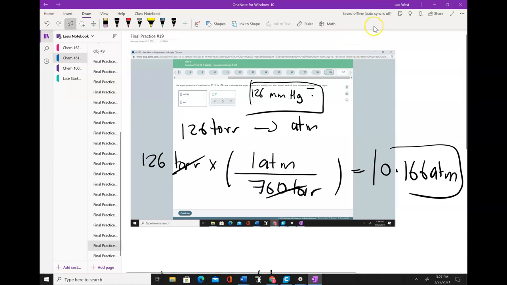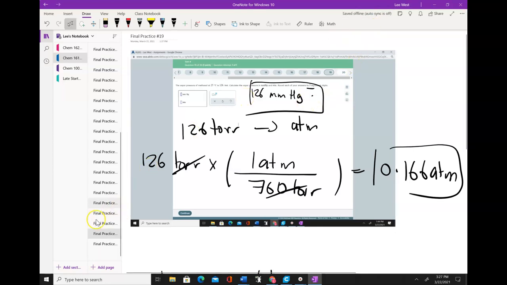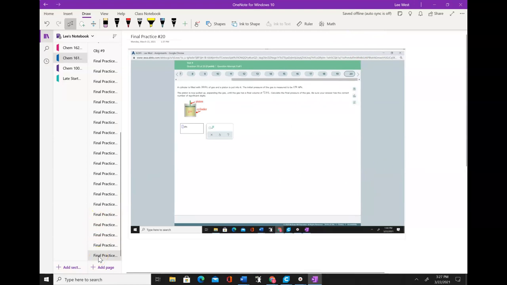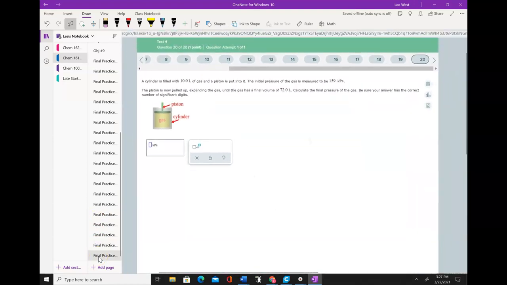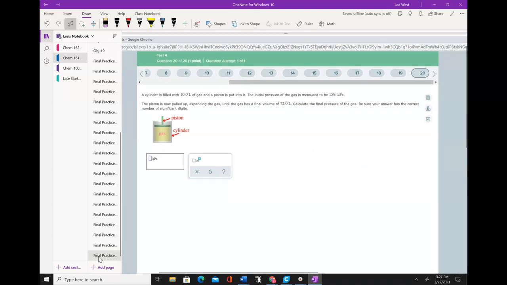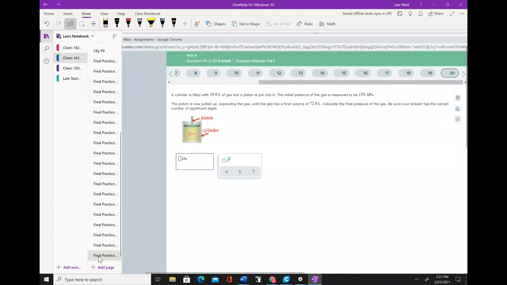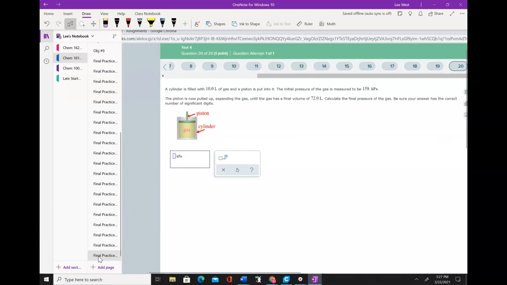All right, last but not least. Oh, this looks like it could be a Boyle's law question. A cylinder is filled with 10 liters of gas. So our initial volume is 10 liters.